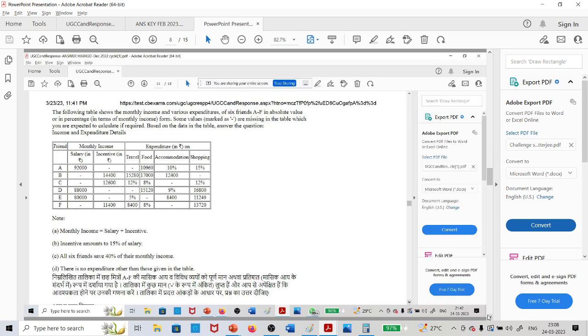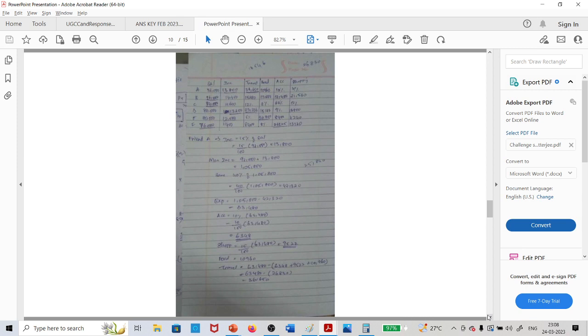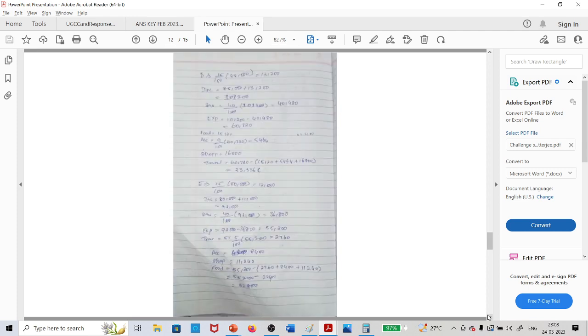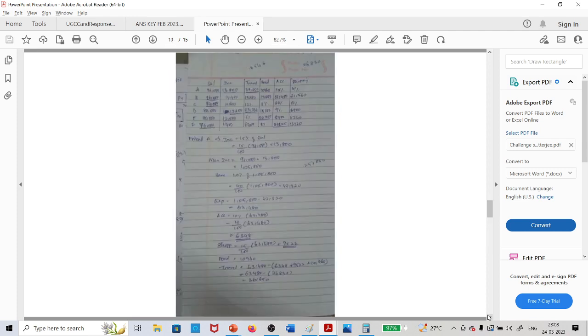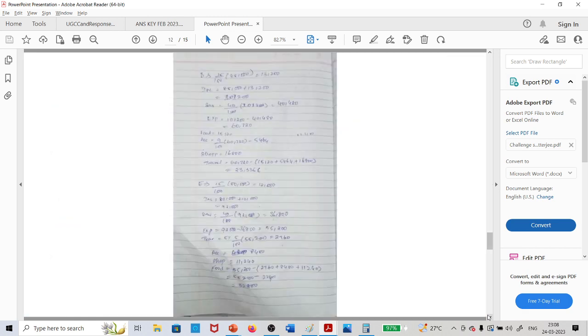Other than that, the DI question. This DI question is also coming wrong. We calculated, my students calculated also, and they verified. It is also coming wrong. The correct answer is coming 93381. It is in the supporting document, done by my student. After the calculation the answer is coming different from what is given. So that's why this question should be dropped, because the correct option is not given.